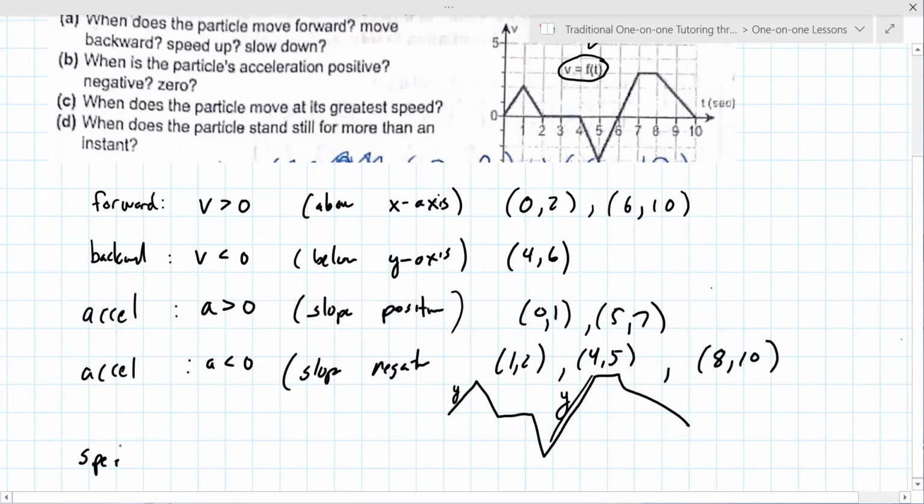So if the particle's acceleration is 0, then is that 2 to 4 and 7 to 8? Let's say that one more time. I didn't get the other part of B, when it's 0. So is that 2 to 4 and 7 to 8? Yes. Okay.